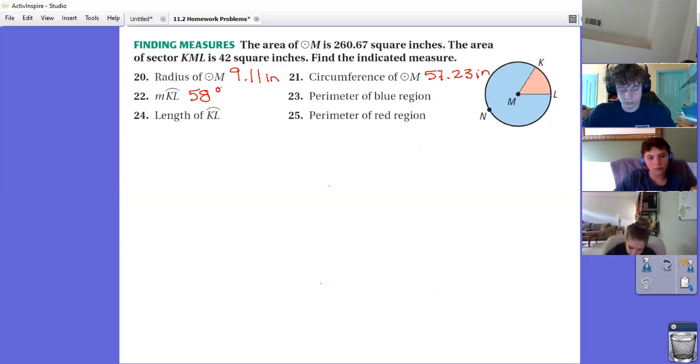Okay, so in question 23, they want you to find the perimeter. So it's almost like, if you were to run all this distance, they want to know how far you ran, this little Pac-Man.